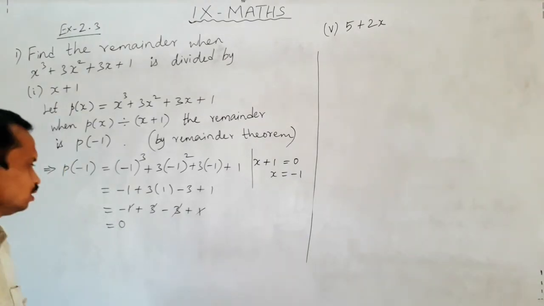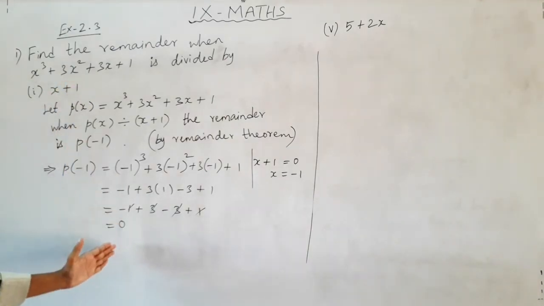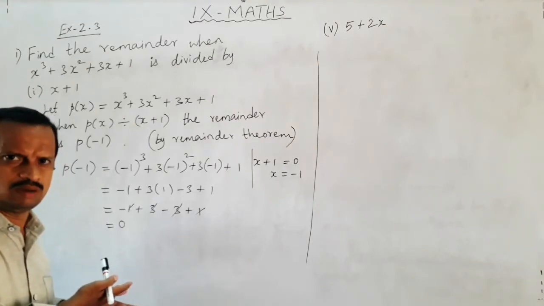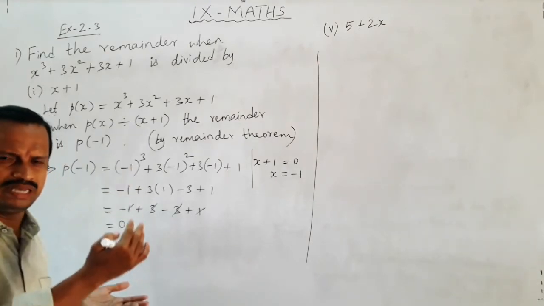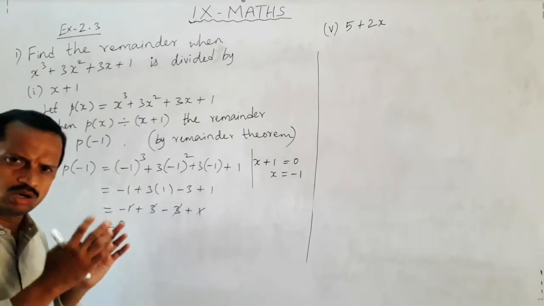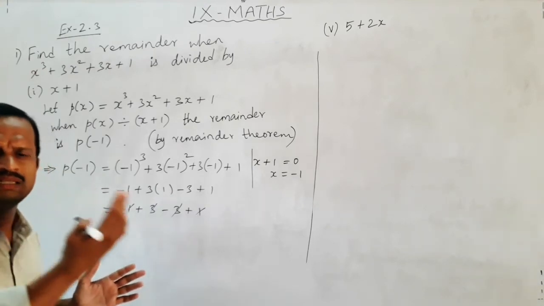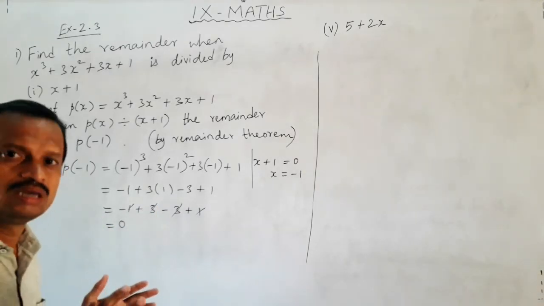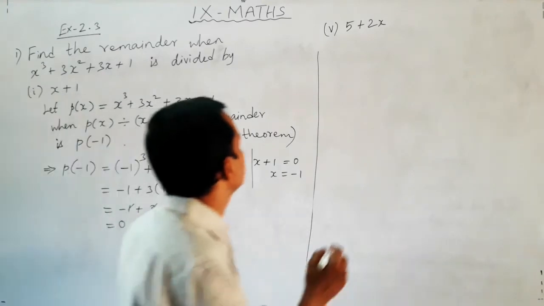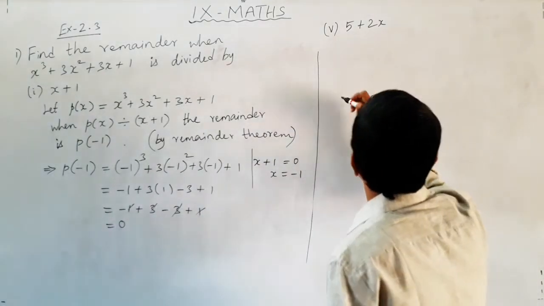That's all. And coming to the next one. If you do actual division also, you will get the remainder 0. I have compared this in the previous example, the first step. In the beginning itself, we divided a polynomial p of x by g of x, and we got the remainder 1. And by applying the remainder theorem also, we got the same remainder 1.